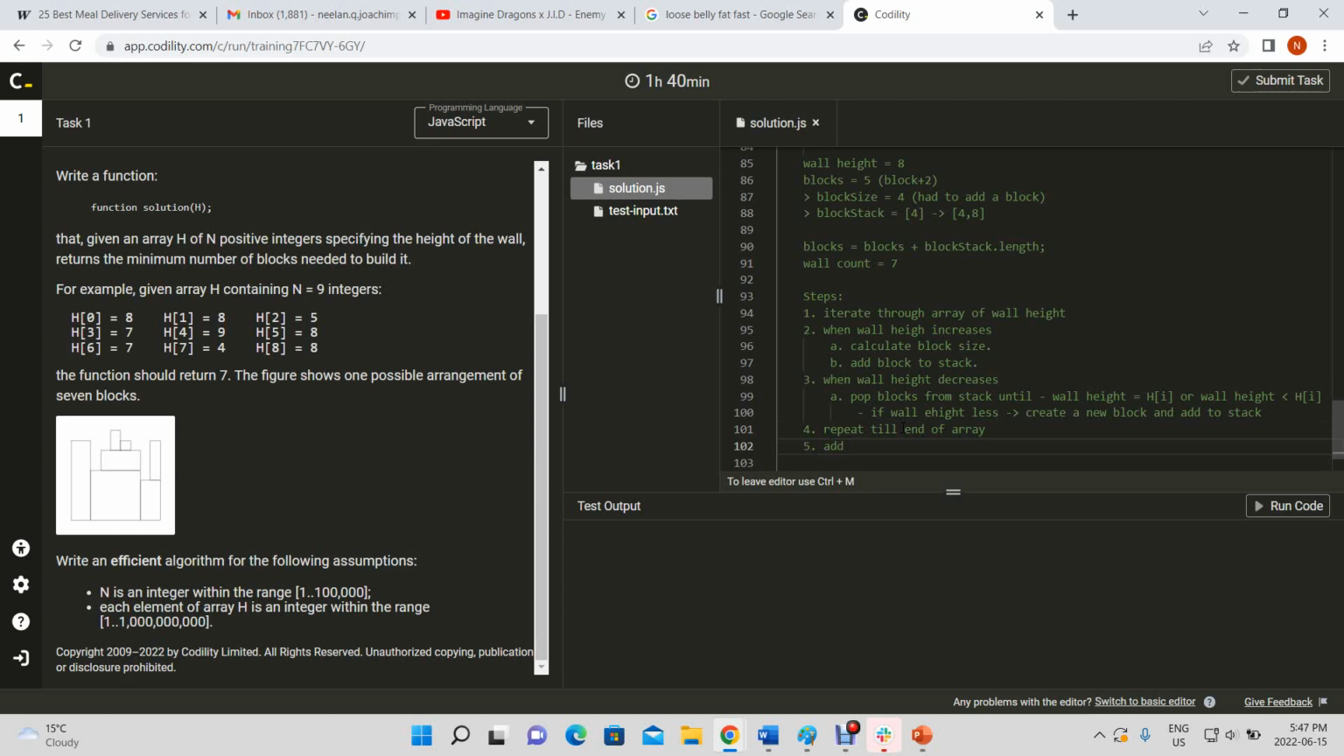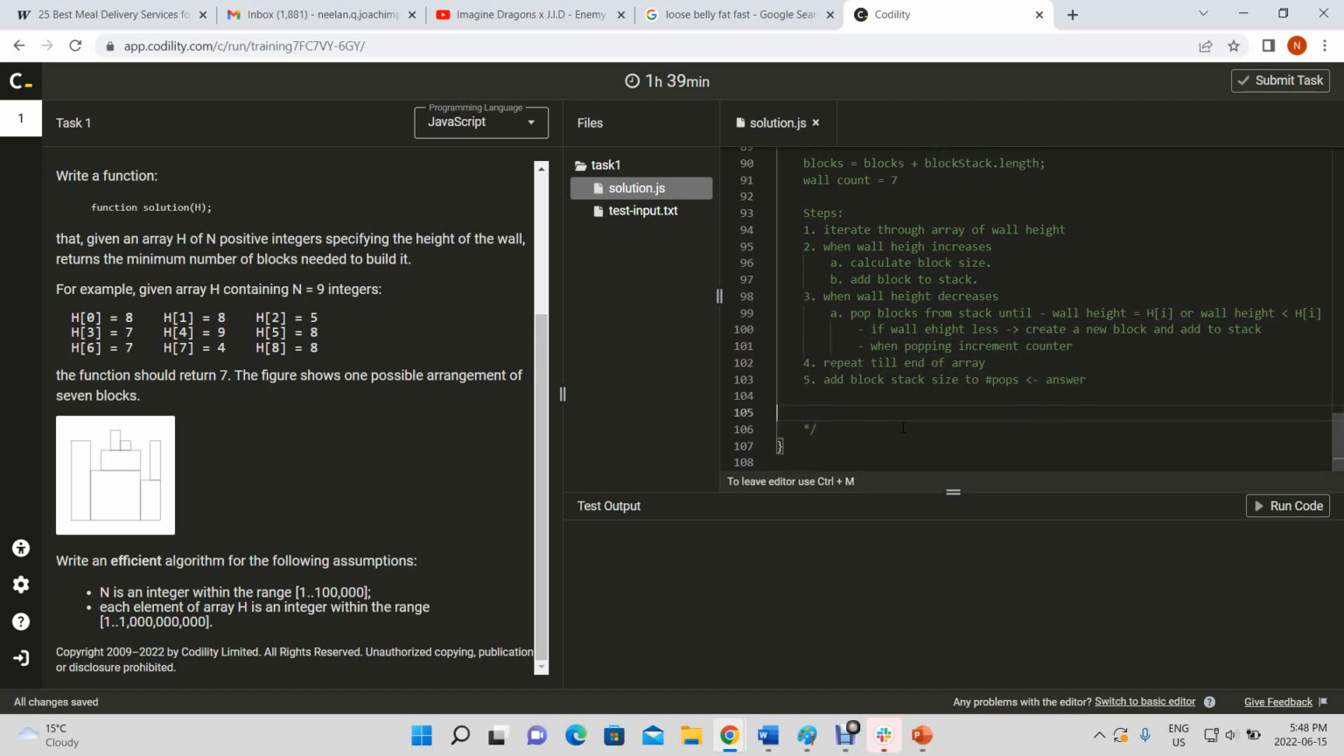And then finally our last step would be to add block stack size to number of pops, right? And this will be our answer. When popping, increment counter. All right, so that should do it, and that should be how we can approach solving our problem.